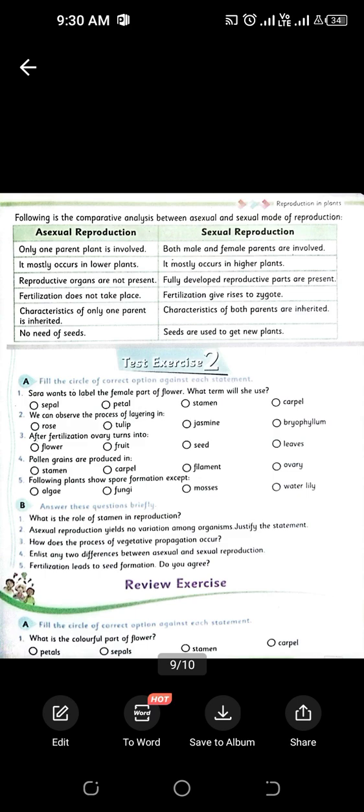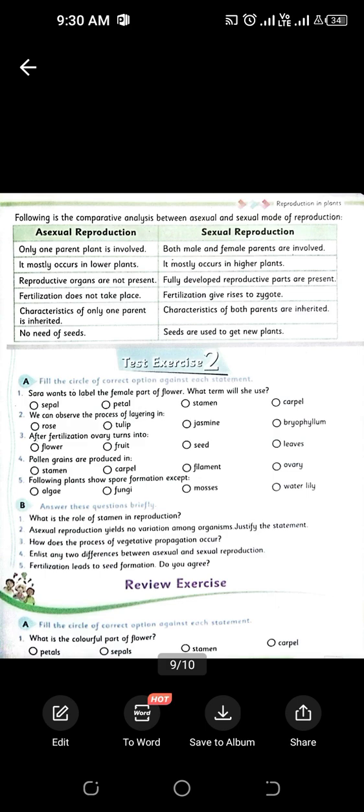Then we have the difference between sexual and asexual reproduction. Asexual reproduction involves only one parent plant. There is no need of seed. It mostly occurs in the lower plants, and reproductive parts are not present. There is no need of anther, style, ovary, stigma, right? Fertilization does not take place, and the characteristics of only one parent are inherited. These plants are genetically identical to their parents.